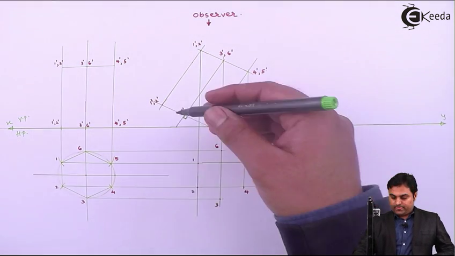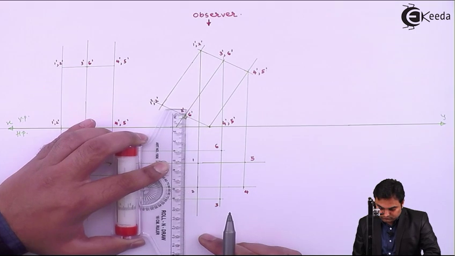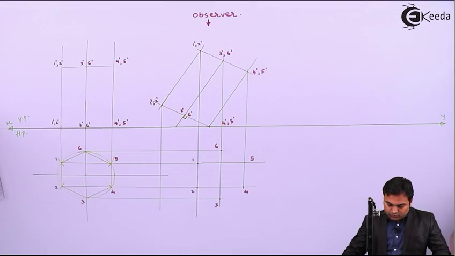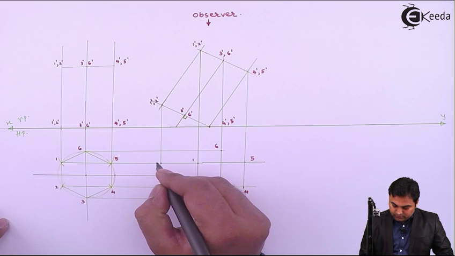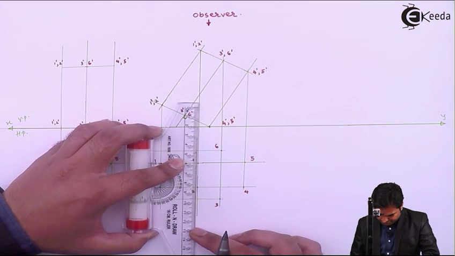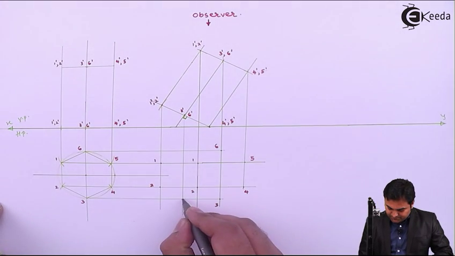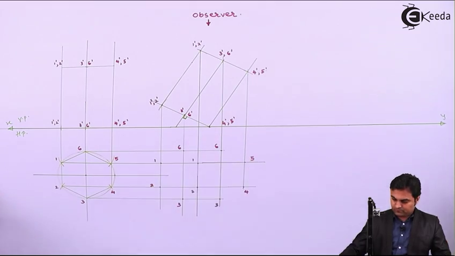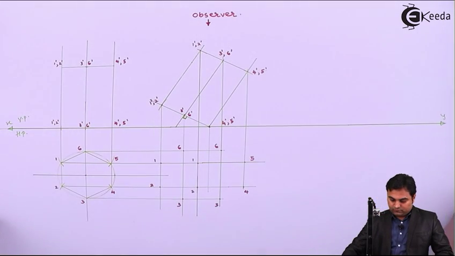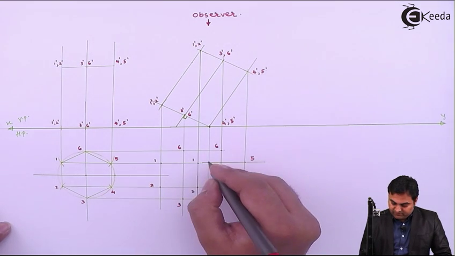Similarly, projecting the points for the base of the hexagon. So here 1 dash and 1, next 2 dash and 2, 3 dash and 3, 6 dash and 6, then 4 dash, 5 dash, point 4 and 4 dash, 5 and 5 dash.